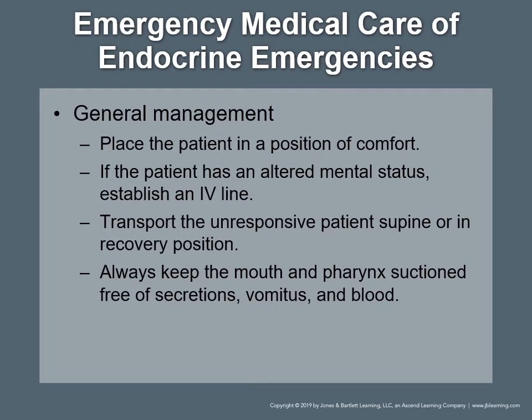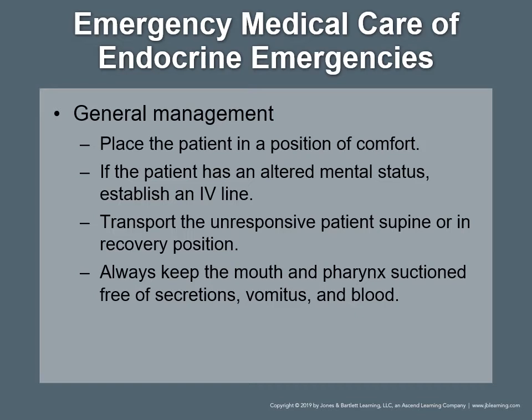Emergency medical care of endocrine emergencies, general management. Place the patient in a position of comfort. If the patient has altered mental status, establish an IV line with 0.9% normal saline or a saline lock. Measure the blood glucose level immediately and initiate treatment if the reading is less than 60. Glucagon is administered 1 milligram intramuscularly or IM with a greatly increased recovery time. The decreased osmolarity in these concentrations is less caustic to the veins and tissues.